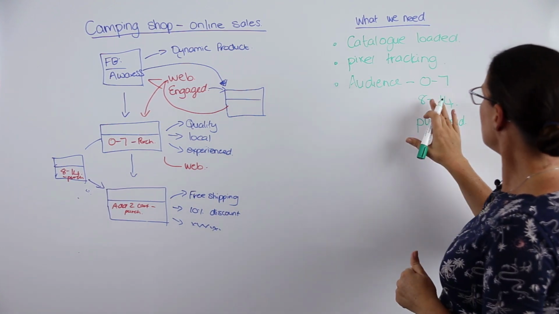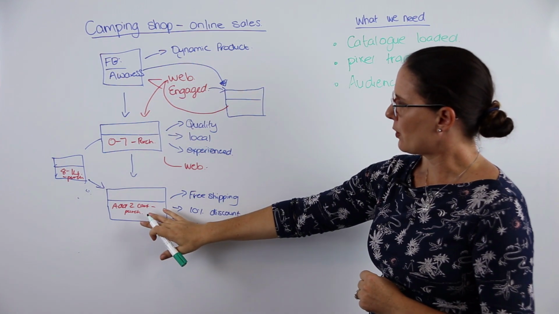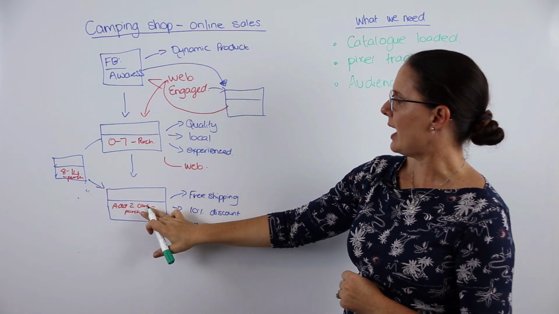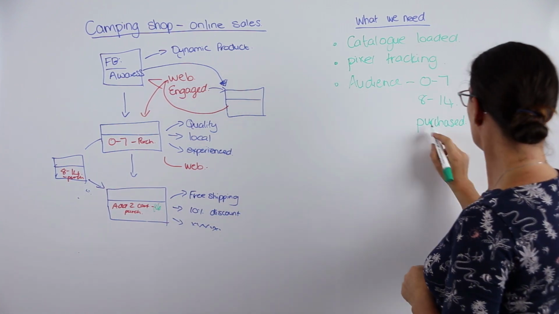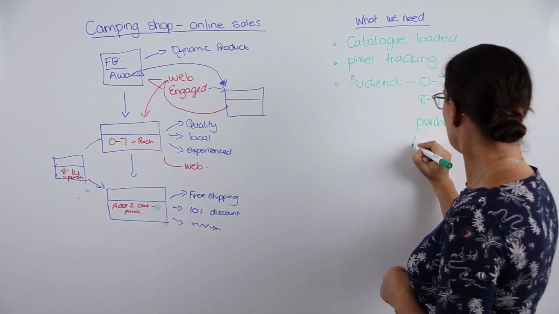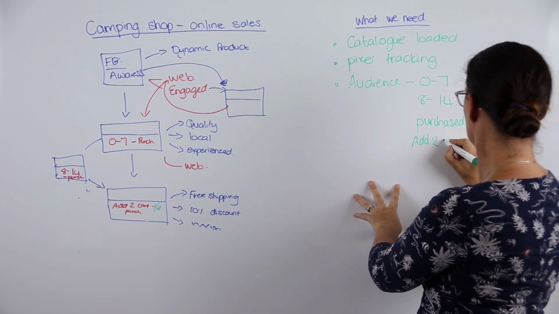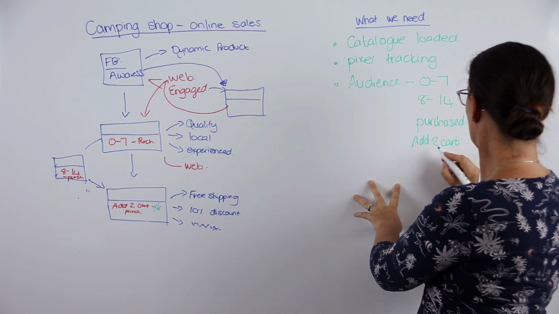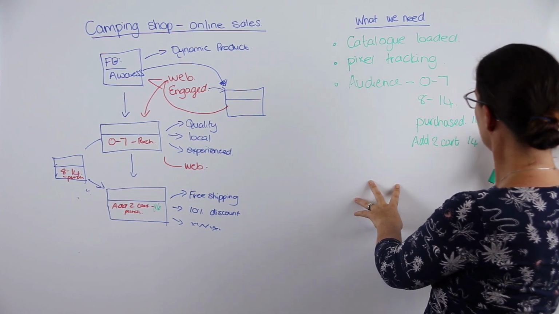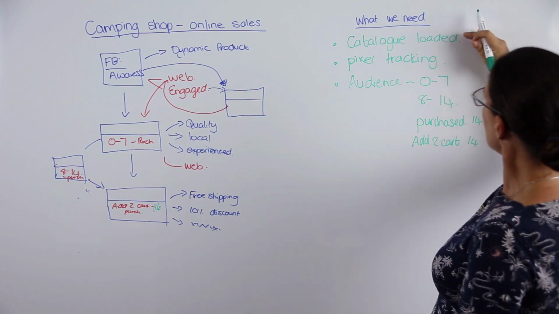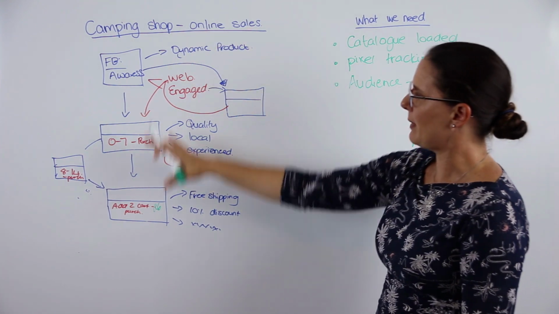So 0 to 14 days, people who have purchased. I also need to create an audience of people who have added to cart in the last 14 days. So purchased, I need an add to cart. 14 days. The purchased here, I'm also going to do 14 days. So you can see now that I'm starting to create the audiences that I need in order to make this work.